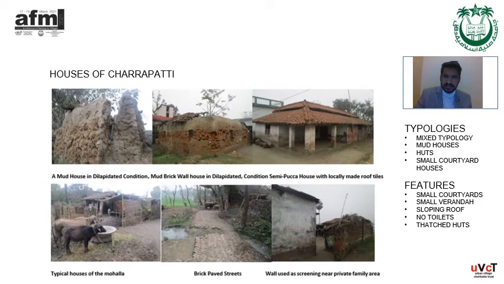Houses in Charapati have mixed typologies. They have mud houses, huts, as well as small courtyard houses. But at present, mud houses are not livable as they are in dilapidated condition. Courtyard houses are small in nature, and most families share the courtyard among each other. Other houses are made of huts and are very small in size, similar to what we see in Kunaratuli.